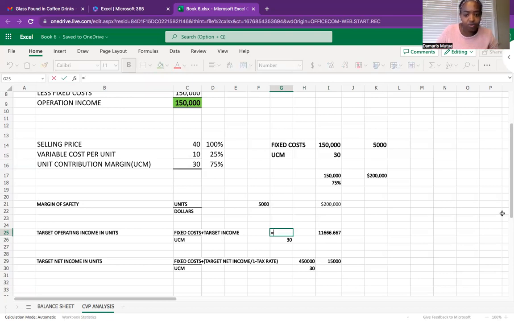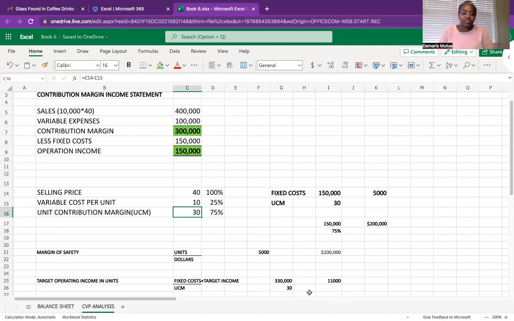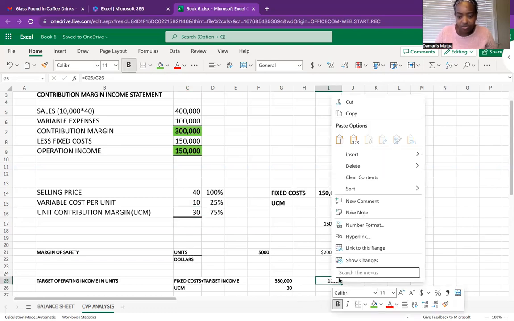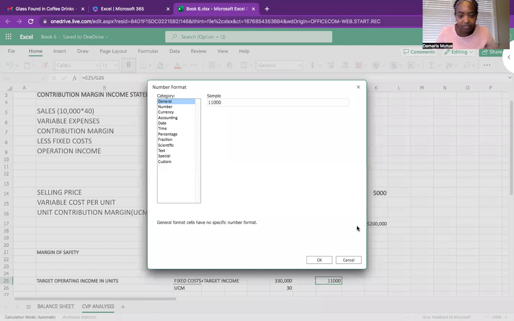We get our fixed costs. Our fixed costs are $150,000. We're targeting as an organization, let's say, for example, 180 operating income. So 180 divided by the unit contribution margin, which is what we have here, 30. So for you to achieve that target income, in terms of units, you need to sell 11,000 units. You need to sell 11,000 units if you want to achieve an operating income.